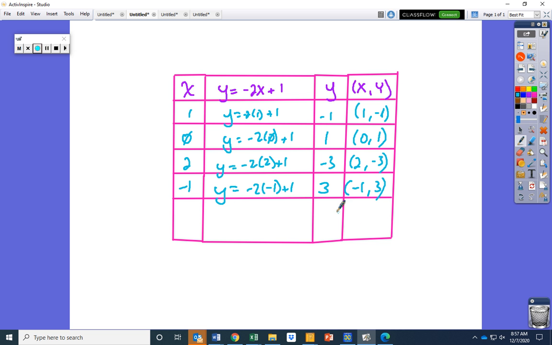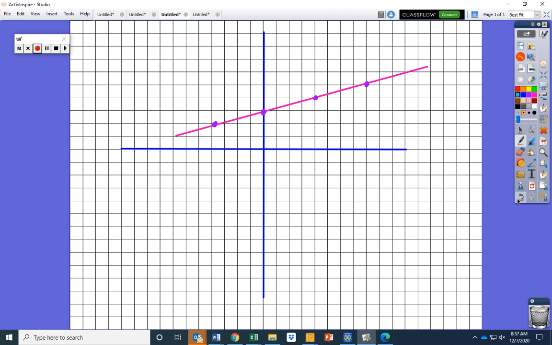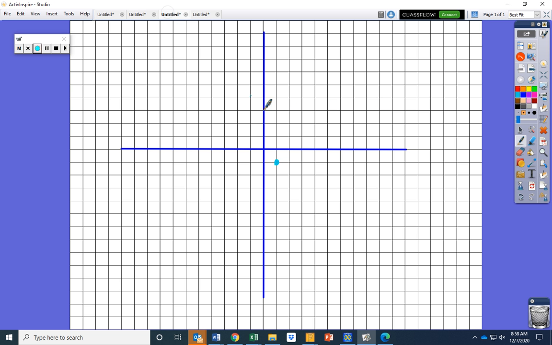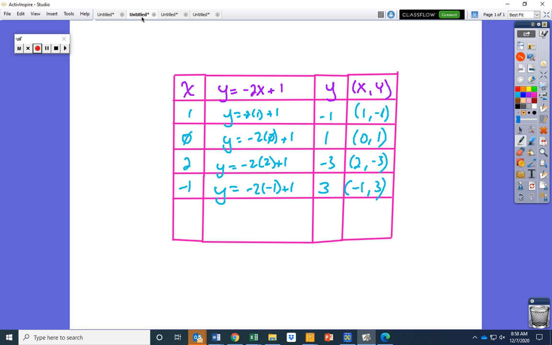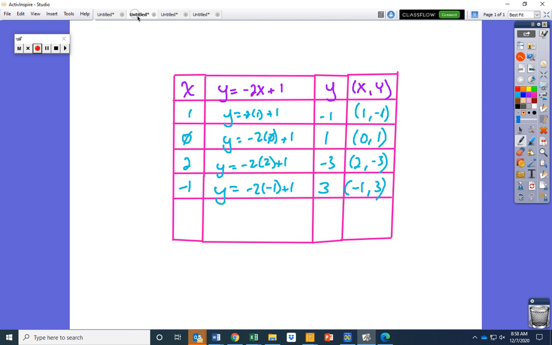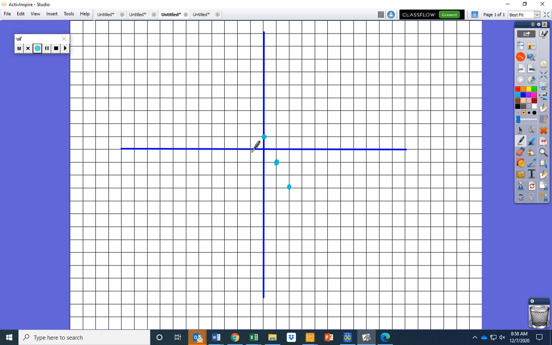Okay, let's go graph these. Let's see if we did them right. Okay, the first point is 1, negative 1. Okay, so over 1, down 1, is that right? Okay, next point is 0, 1. So over 0, up 1. Next point is 2, negative 3. So over 2, down 3. Looking good so far. Last point is negative 1, 3. So back 1, up 3. So did I form a straight line?